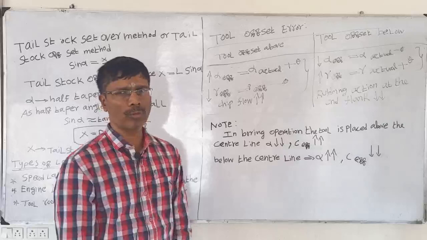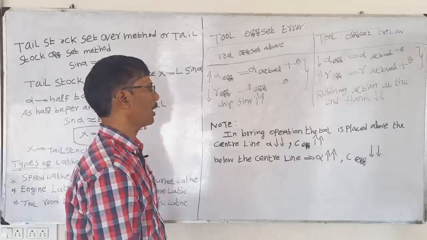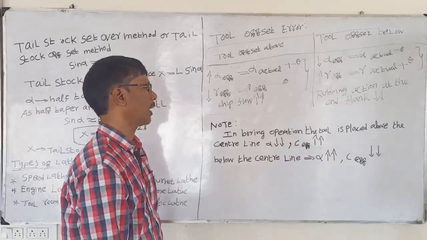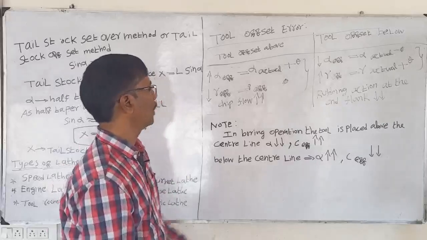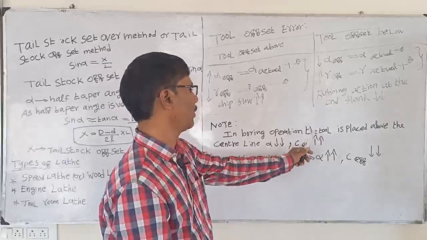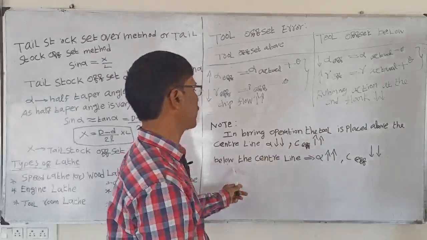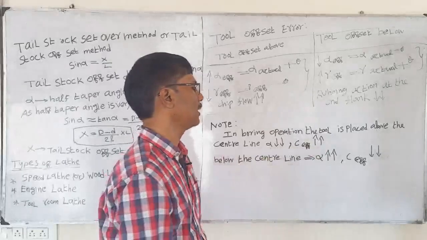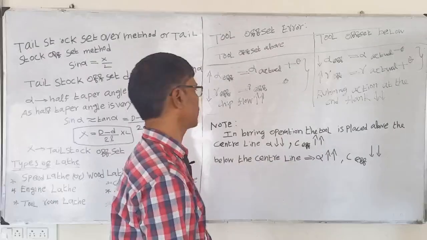We have to note one important point. In boring operation, the tool is placed above the central line. Therefore, we get alpha reduced and C effective will increase. And below the central line means alpha increases and C effective will decrease.